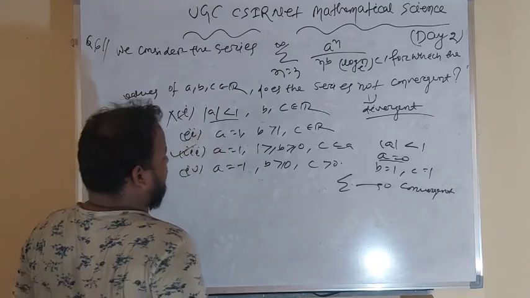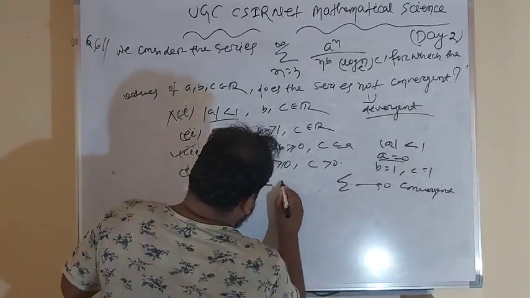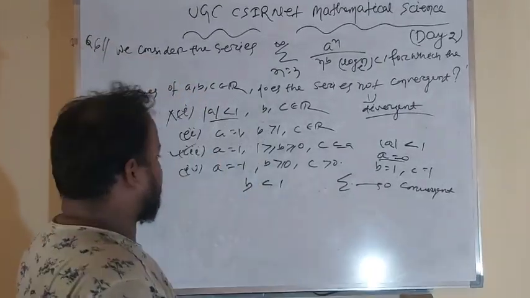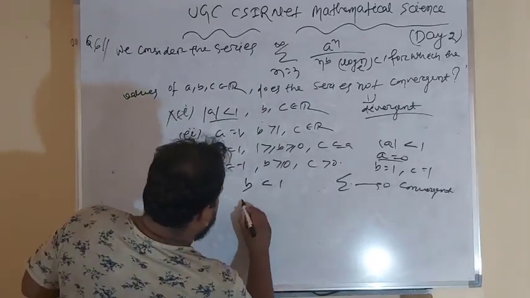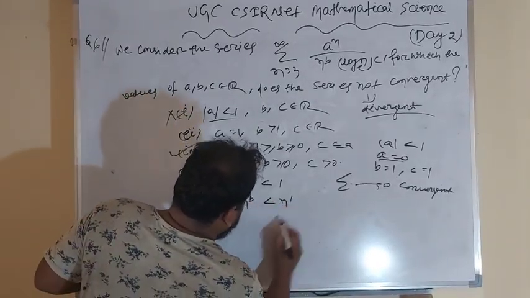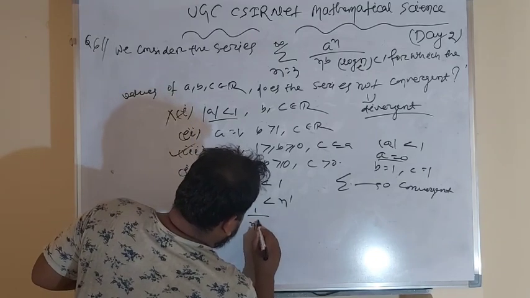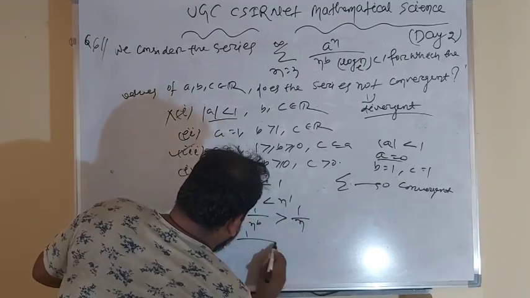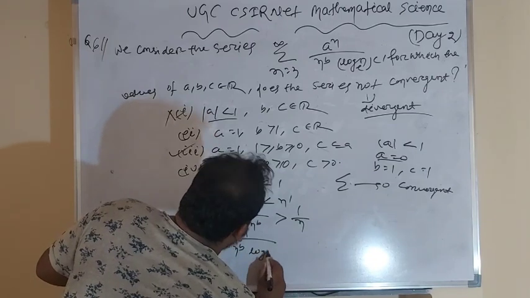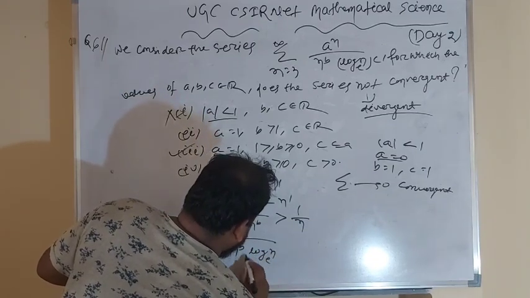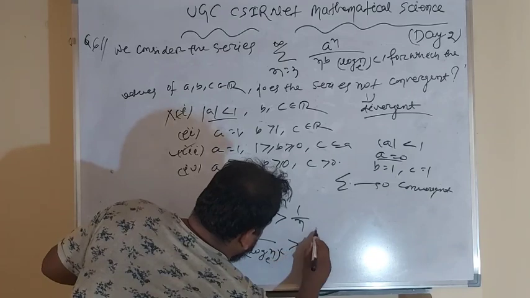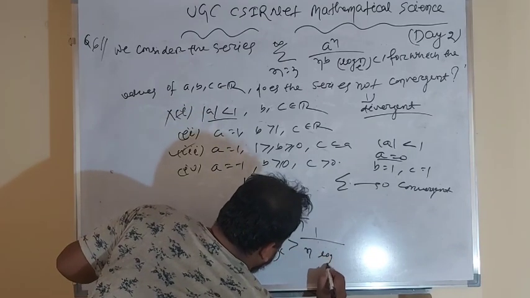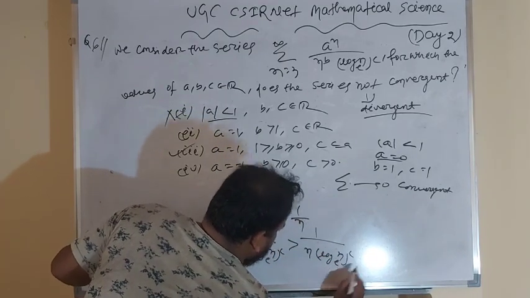Suppose option 3, so b is less than or equal to 1. B is less than 1. That means n^b is less than n, so 1 by n^b is greater than 1 by n. So 1 by n^b log n with base e to c is greater than or equal to 1 by n log n with base e plus c.